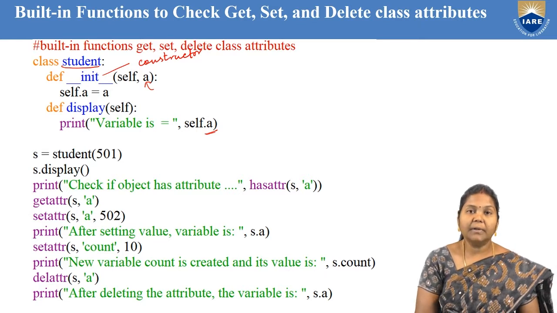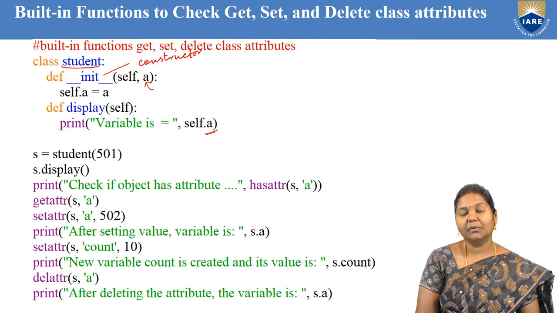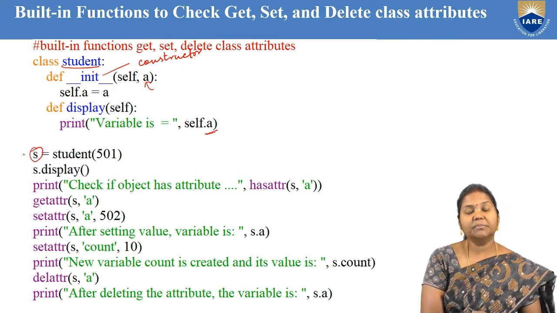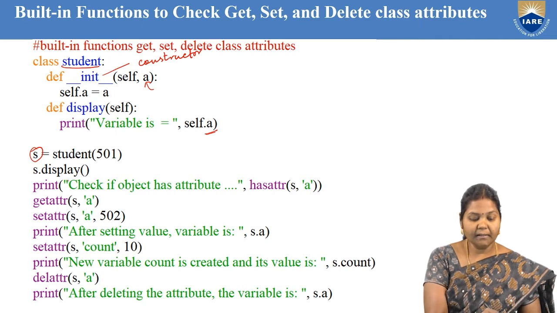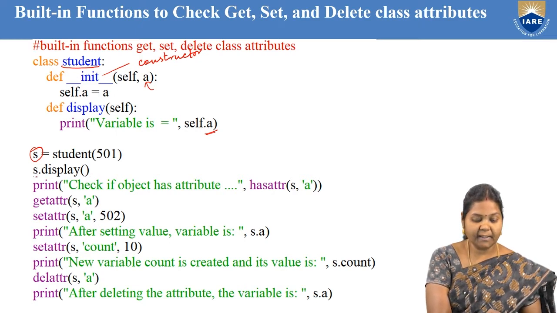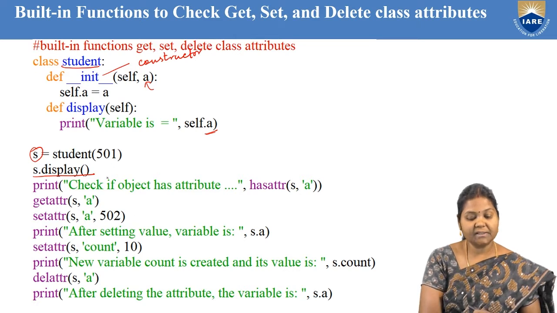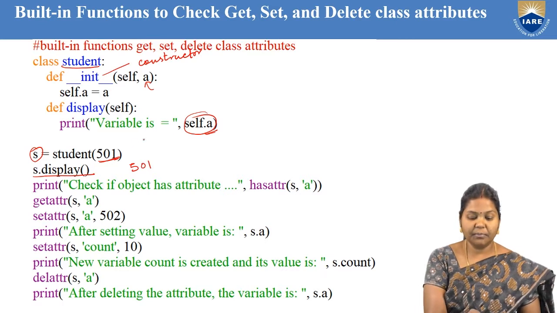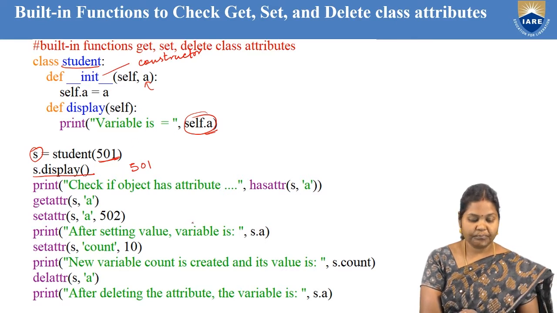Now, let us use these built-in functions to check whether the object has an attribute or not, how to set the attribute with a new value, how to delete the attribute and so on. So, let us apply these 4 functions. For this Student class, let us first create one object. s is an object of the Student class, and you can invoke the display method by writing s.display. We are invoking the display method and displaying the attribute value A. You have passed A is equal to 501, so you will get the output: variable is 501.